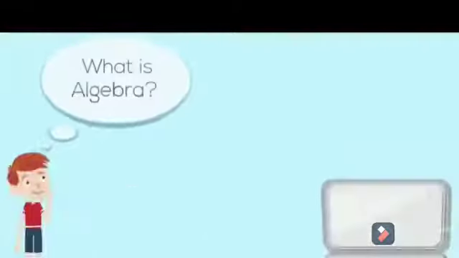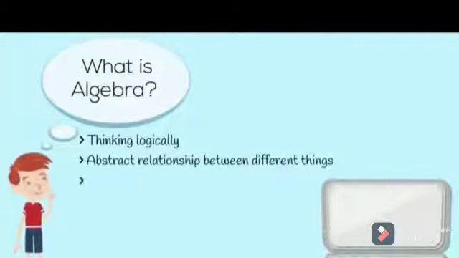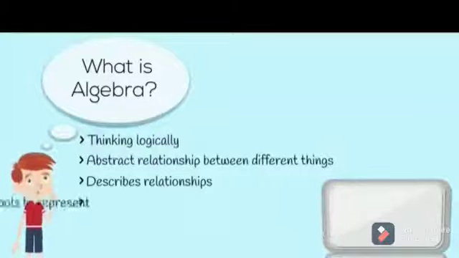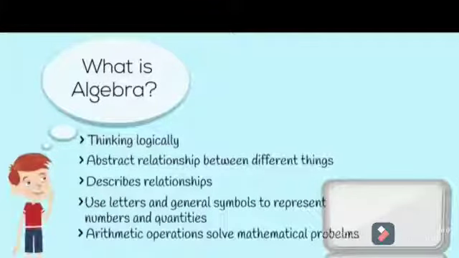Before we proceed, the first thing we need to know is what algebra is. Algebra is a way of thinking logically about the world. Besides, algebra is also a process that explores the abstract relationships between different things. Algebra also provides a way to describe those relationships by doing arithmetic operations. It can help to solve mathematical problems.